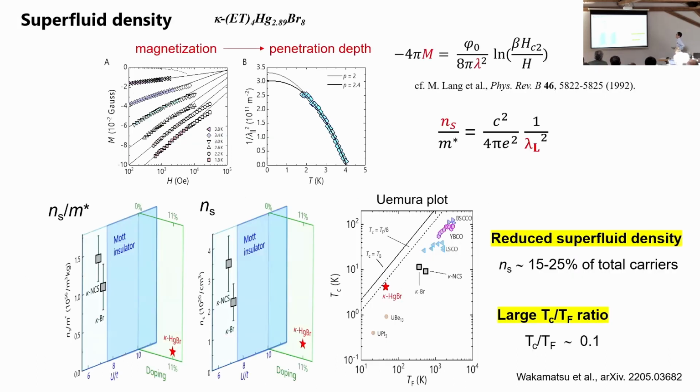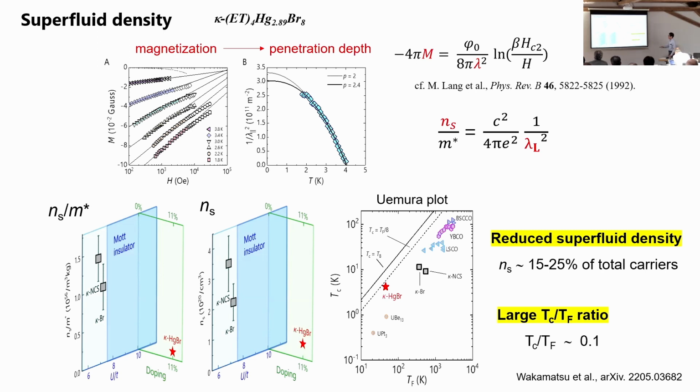Okay, superfluid density. We follow the method of the Michelin measurements you did 30 years ago. Yeah, a very beautiful experiment. So I followed this method, from magnetization measurements you get the penetration depths through these equations. Then once you know the penetration depths, you know the superfluid density, according to these relations.